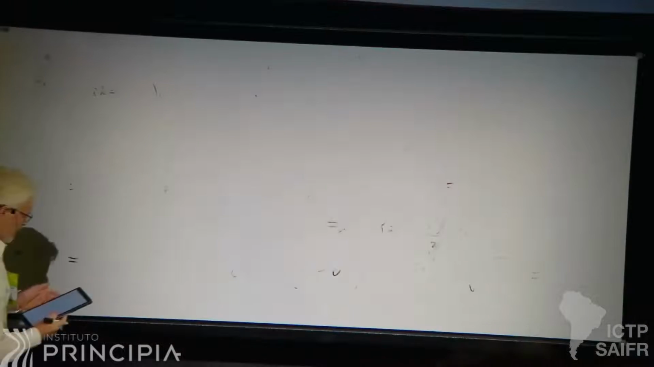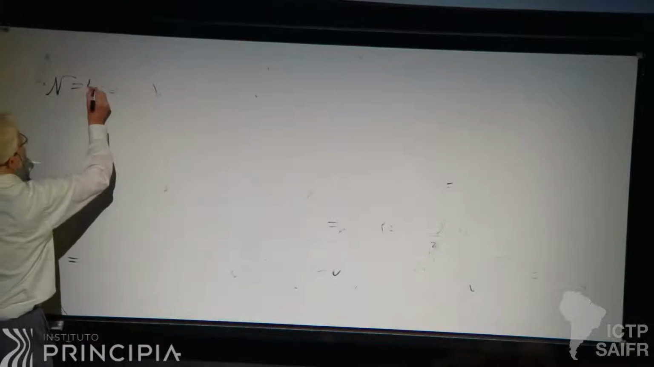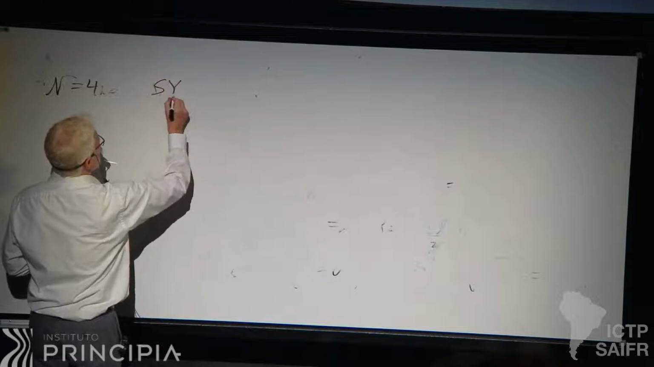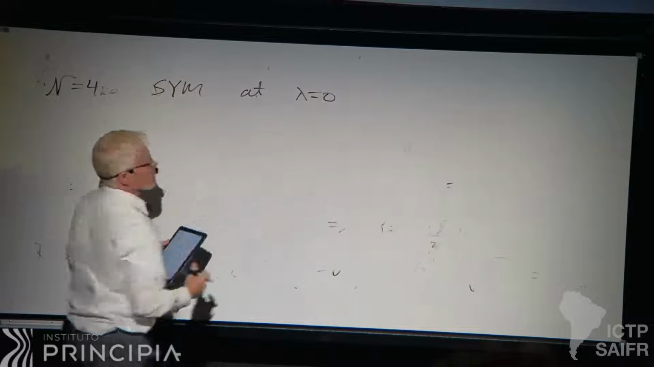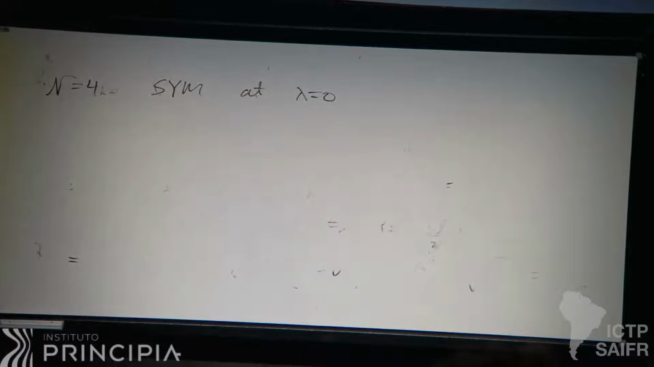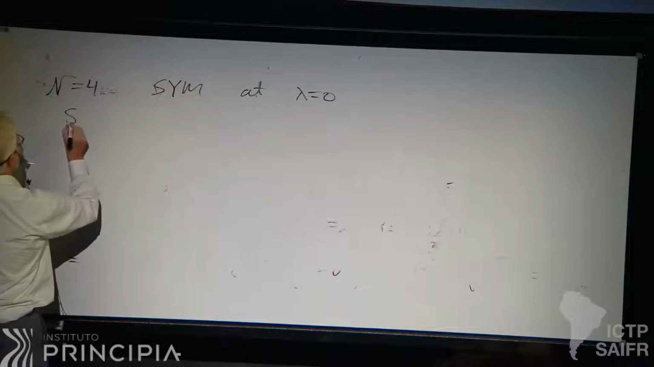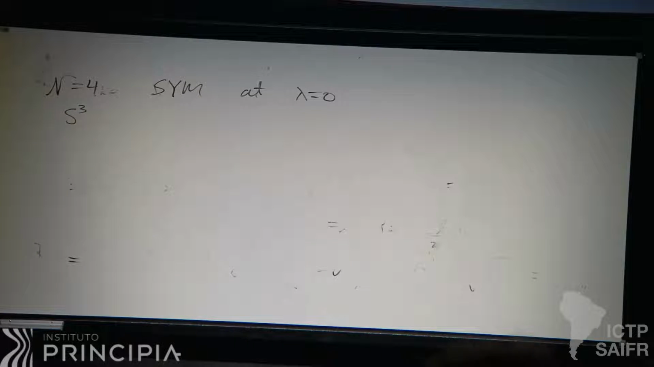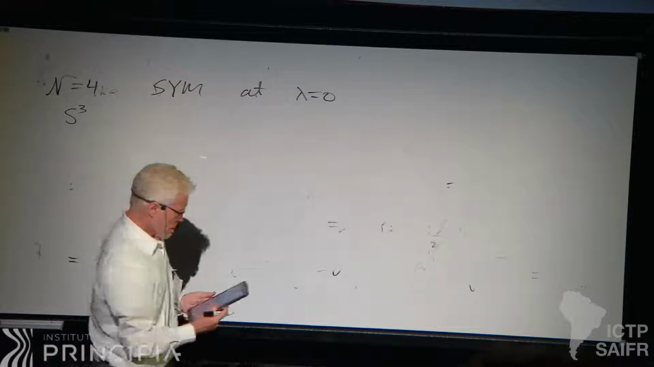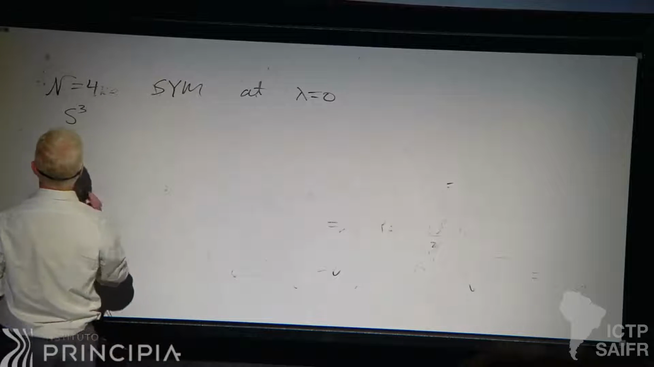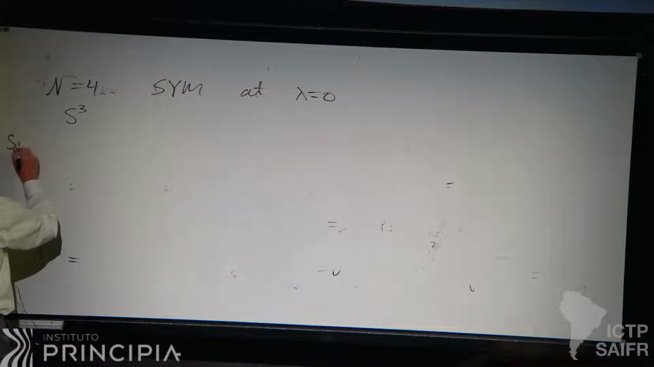All right, so let me suppose I have N=4 super Yang-Mills at zero coupling, lambda equals 0. I'm assuming that I put this on S^3, and it turns out that this also has a Hagedorn temperature, which sounds a little strange because it's a non-interacting gauge theory. But you can do the same sort of things, and this was done by Sundborg a long time ago.